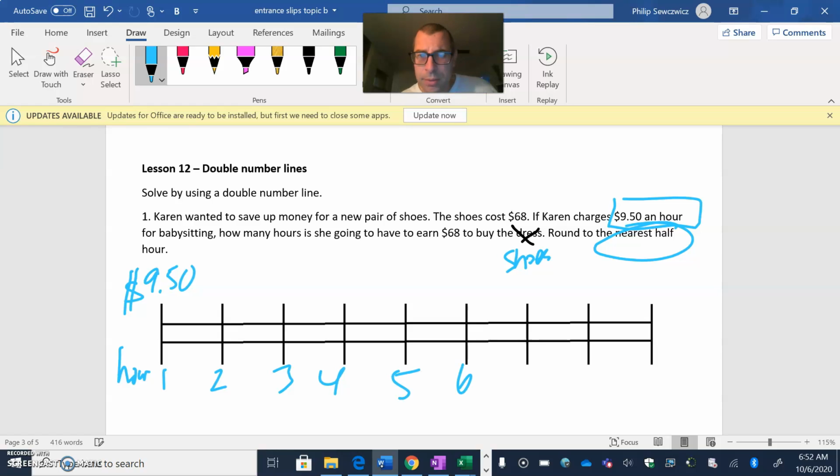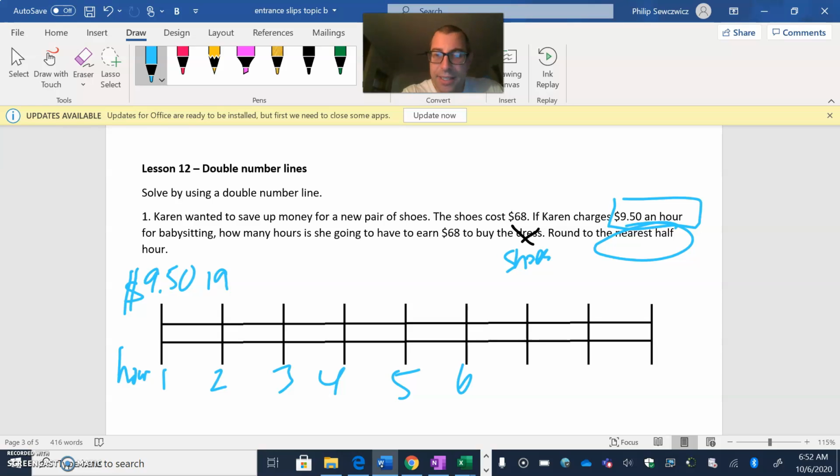We don't have to fill in the entire double number line. We just need to fill in as much as we need to solve the problem. So I don't know, let's go 5 or 6. Let's see what happens here. If it's $9.50 an hour and she works 2 hours, we could either multiply by 2, or do a repeat addition, keep on adding the $9.50 on. Either way, in 2 hours she would make $19.